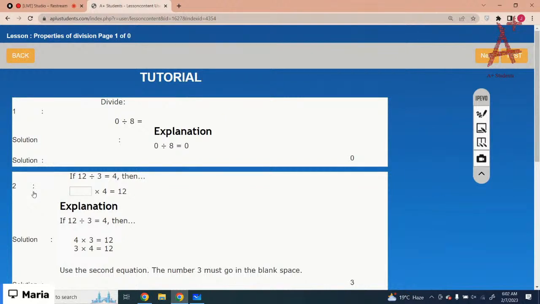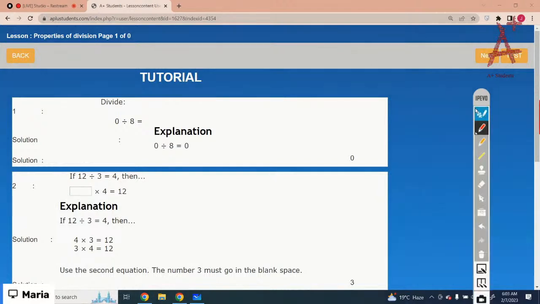So let's start with the first one. 0 divided by 8 equals 0. That means when you divide 0 by any number, the answer equals 0. 0 divided by any number equals 0. Got it?